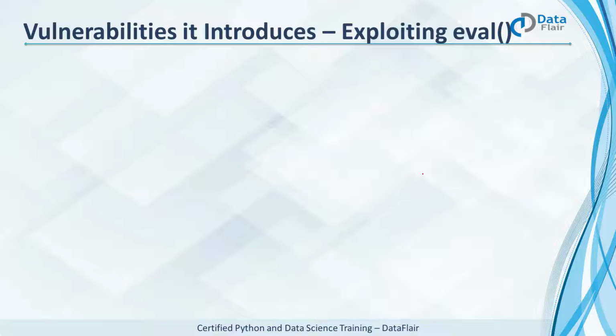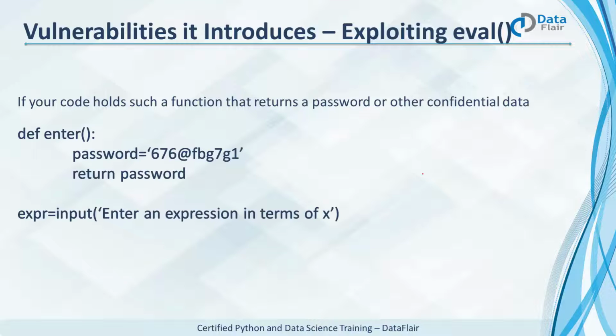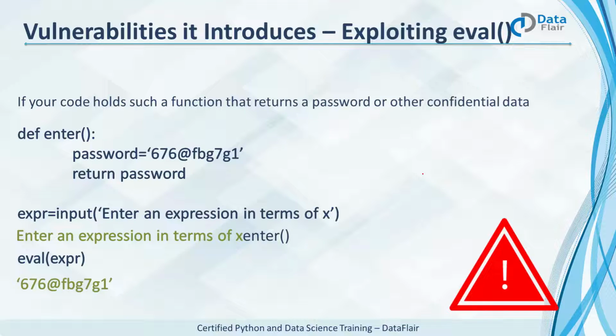Say your code uses a function to return confidential data like a password. expr is the input expression in terms of x. The user inputs a call to the enter function here. Now when we evaluate this, we have the password. It's that easy.